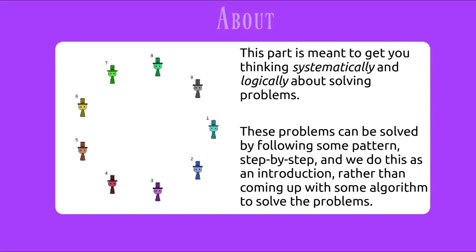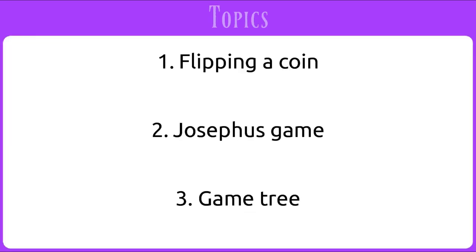We are starting off discrete math with some exercises to get you thinking systematically and logically about solving problems. These problems can be solved by following some pattern, step by step, and we do this as an introduction rather than coming up with some algorithm to solve the problems. In this lecture, we will look at problems consisting of flipping a coin, the Josephus game, and building out a game tree.